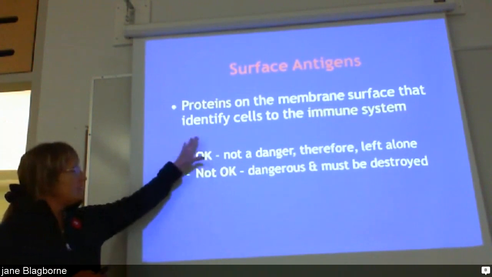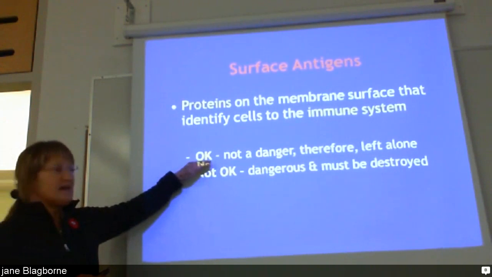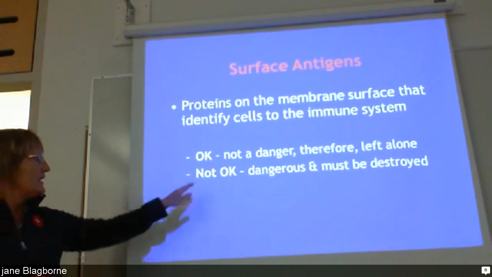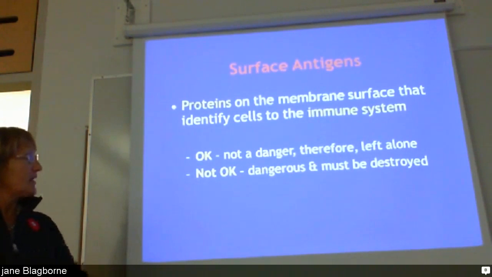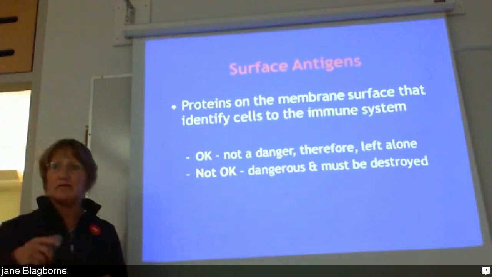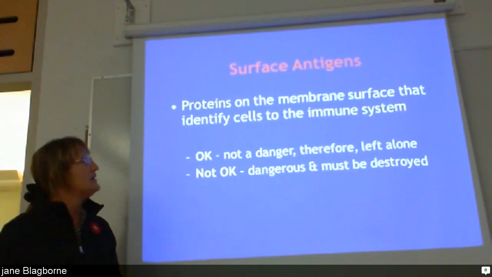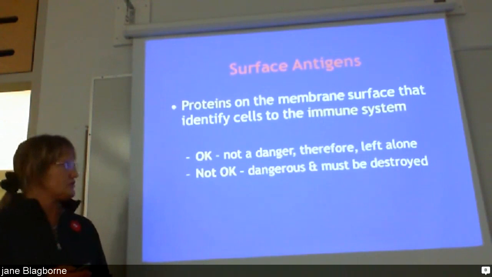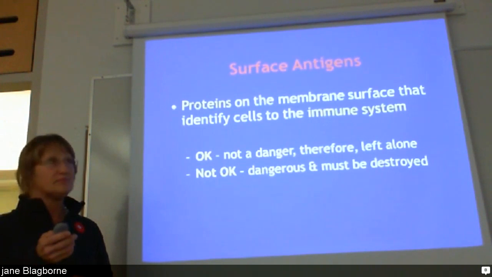If it's okay, the surface antigen says it's safe. Of course, there's no danger, therefore they're left alone. If it's not okay, it must be dangerous and destroyed. We're going to go on, because this is the ABO and the RH factors, what we're going to be talking about now. So first you have to get the idea that there is a surface antigen on the red cell.